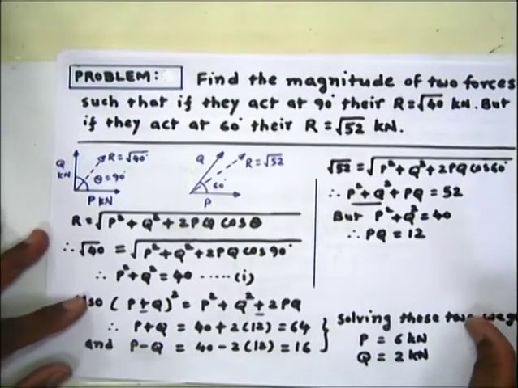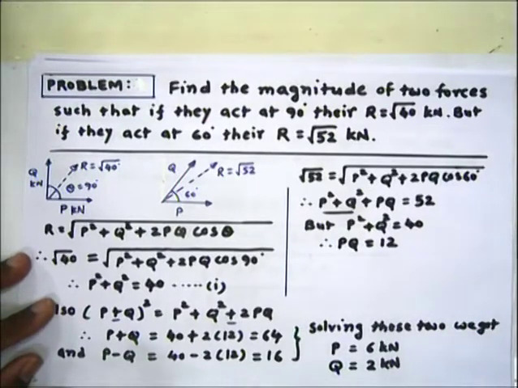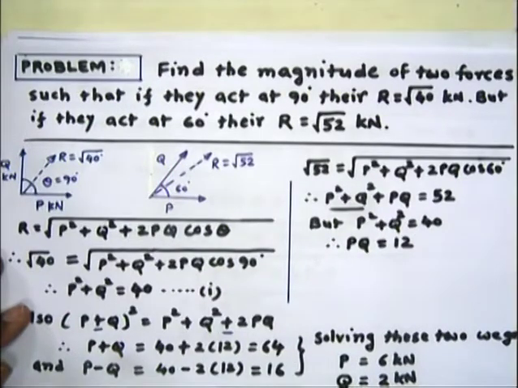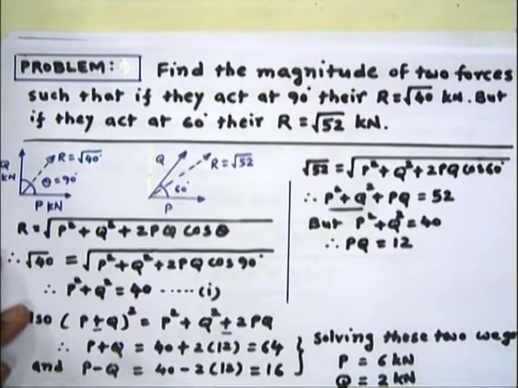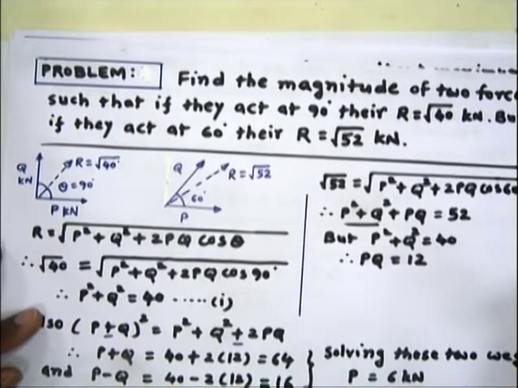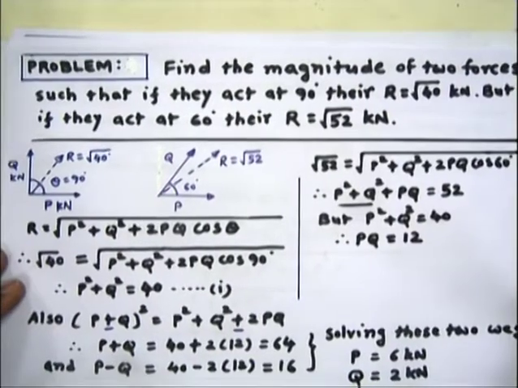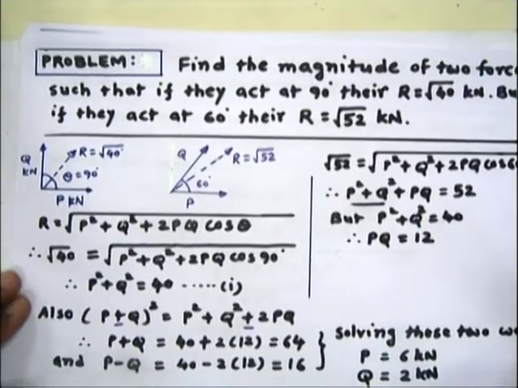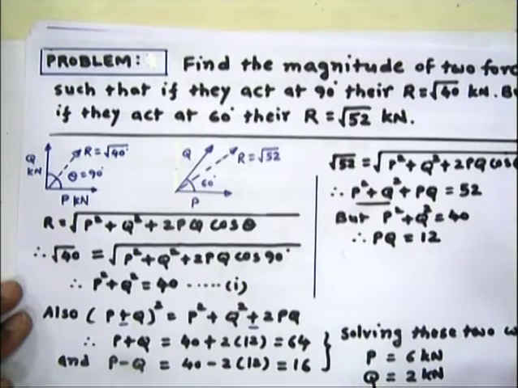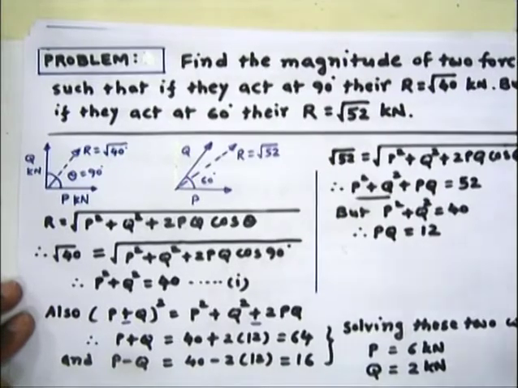Now in this problem, you are asked to find the magnitude of two forces such that if they act at 90 degree, their resultant is root 40 kilonewton. But if they act at 60 degree, then their resultant is root 52 kilonewton. So if this type of situation is given, then how do we find the two forces P and Q? We can use parallelogram law. So actually two cases are given.